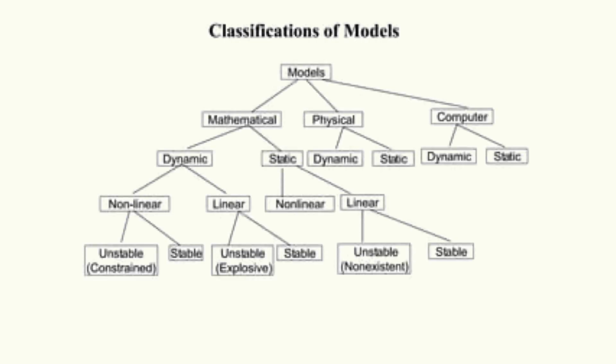This is a pictorial representation which indicates how models can be classified. Based on this picture, models can be classified in three major categories. The first one is the mathematical model, the second one is the physical model, and the third one is the computer or computational model. Mathematical models can further be subdivided into dynamic and static. Similarly, the physical and computational models can also be categorized in these two forms.